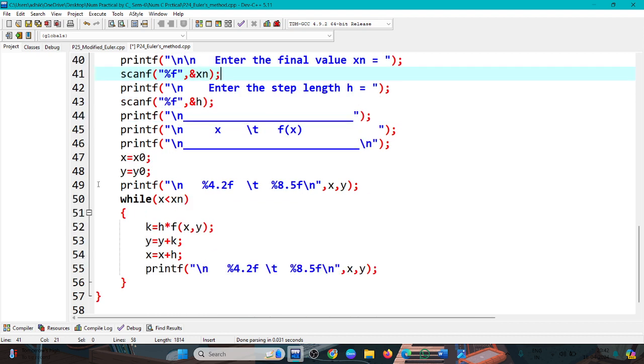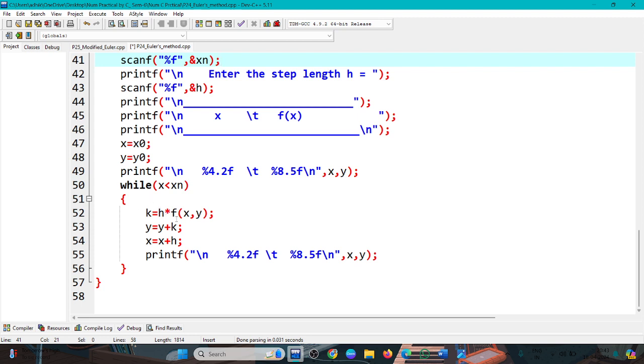Enter the step length, and this is x equal to x0, y equal to y0, and printf, this is the format %4.2f for the float variable x, and %8.5f for the corresponding y variable, and while x less than xn, then k equal to h into f(x,y), and increment of y equal to y + k, and x equal to x + h, and print these x and y. So save and compile and run.